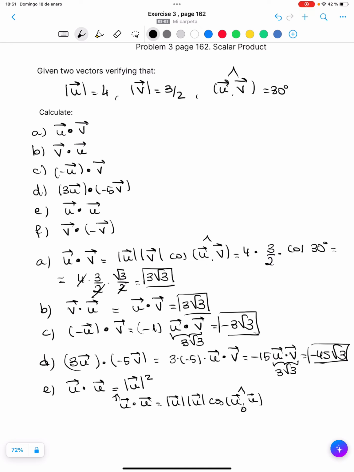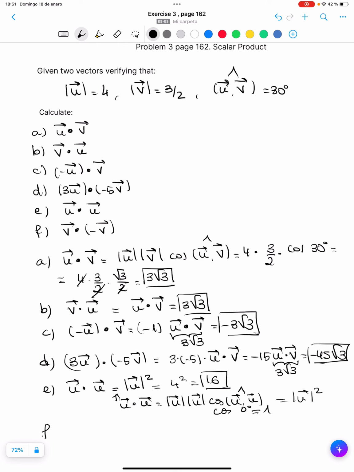Because this angle is 0 degrees, the cosine of 0 degrees we know is 1, so at the end we have the square of the magnitude of u, because we know the magnitude of u, that is 4 squared, at last is 16.